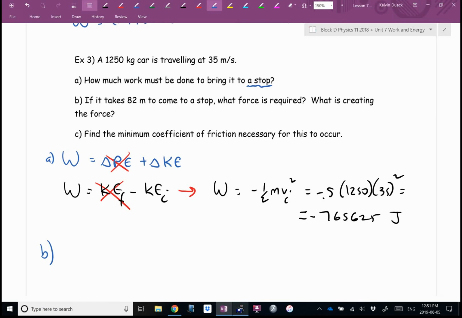Can you get the F by itself, please? Which work? Negative 6765625. Which distance? 82.